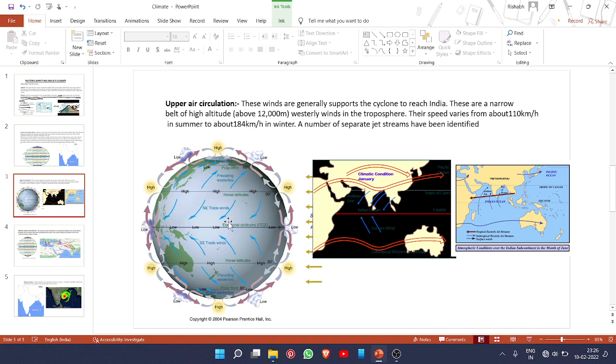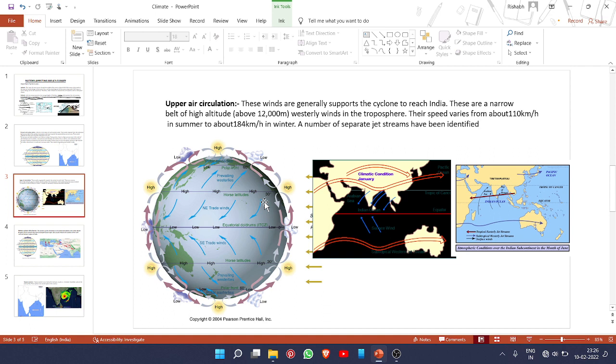See the arrow, how it circulates everywhere on the earth surface. ठीक है, तो अपर एयर सर्कुलेशन के विषय में हम लोग पढ़ने जा रहे हैं। अपर एयर सर्कुलेशन, upper air I think is clear to you. See, one definition is given over here. These winds generally support the cyclone to reach India.